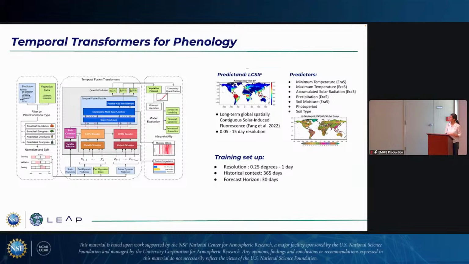My predictors were ERA5, Climate 4, period, as well as static covariates such as soil texture, and then further filtered by the plant functional type that we're trying to model.